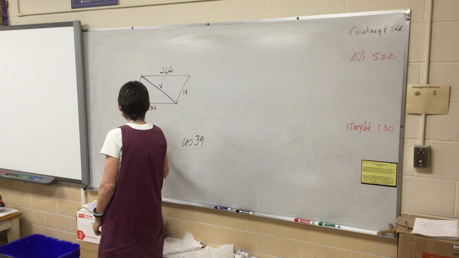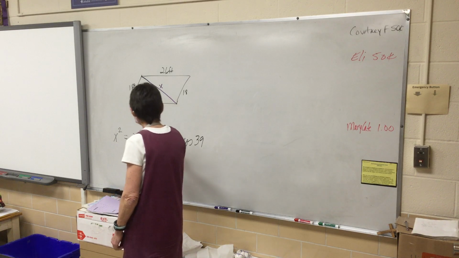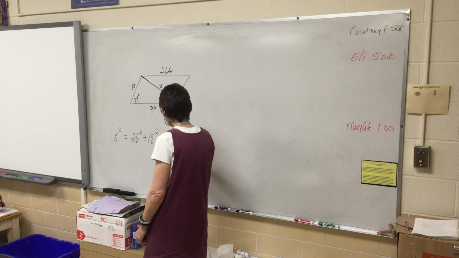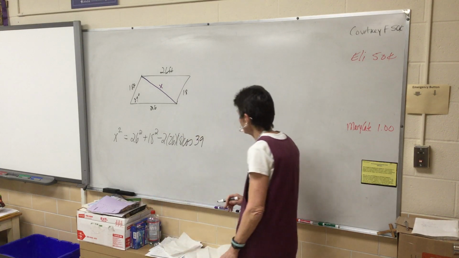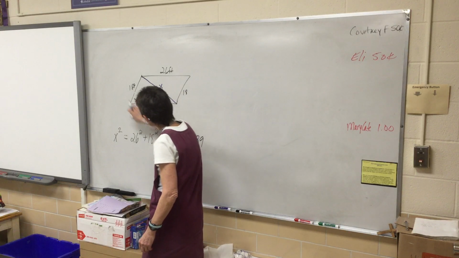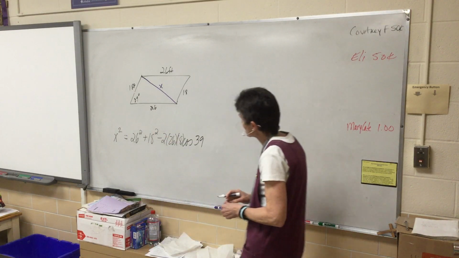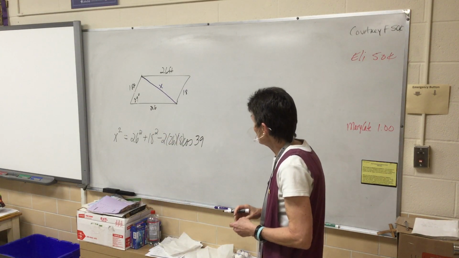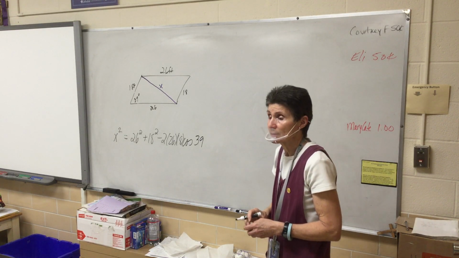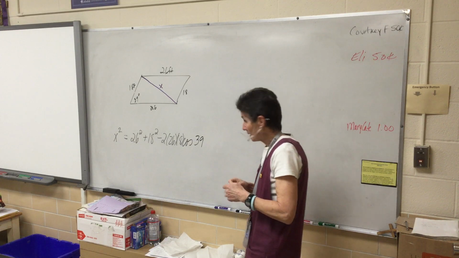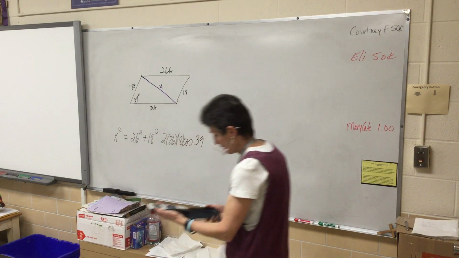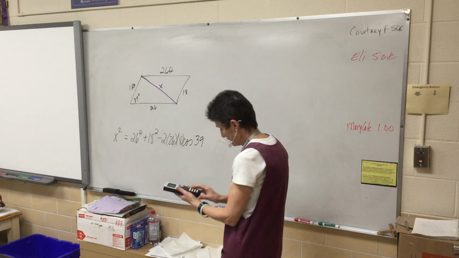26 squared plus 18 squared minus 2 times 26 times 18 times cosine 39. So in the middle goes just a combination of these other two sides. So 26 squared plus 18 squared minus 2 times 26 times 18 times cosine 39. Now luckily, the variable is being solved for. I'm all done. I just type it in.